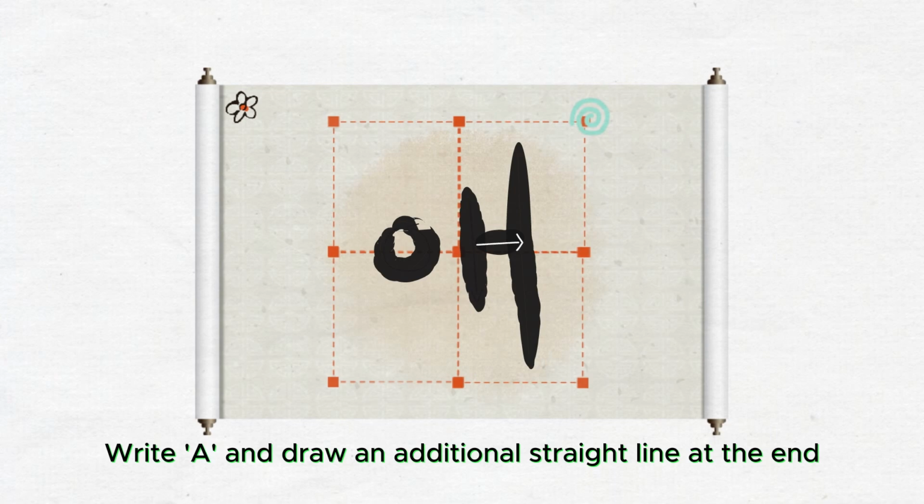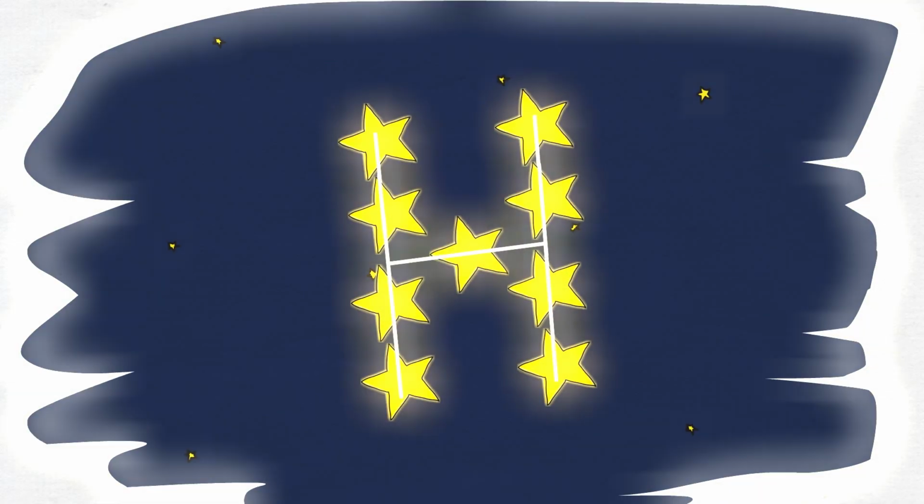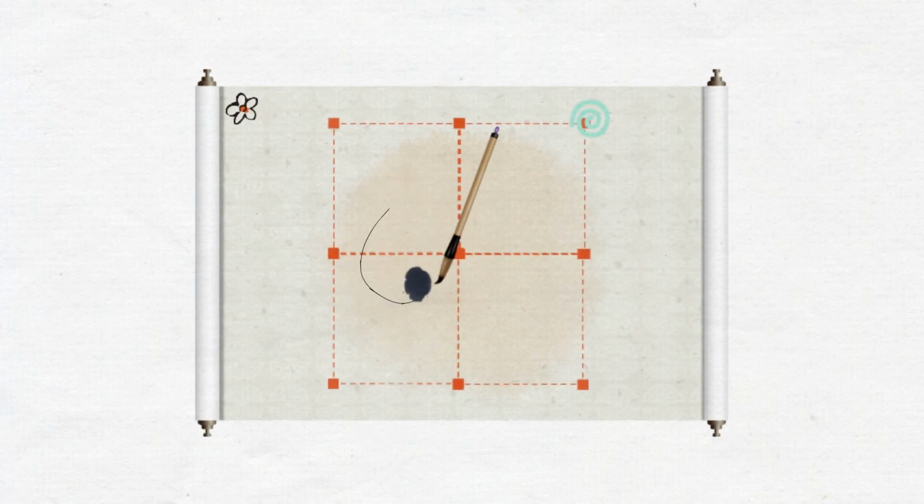Write 아 and draw an additional straight line at the end. 에. 야.